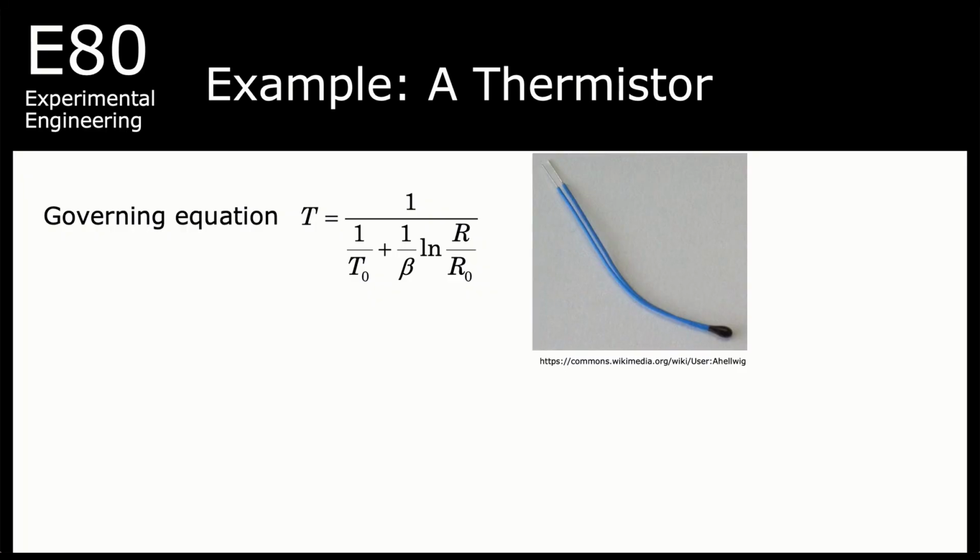The manufacturer will usually specify the uncertainty in the datasheet. For this example, we will assume that the error in R naught is small compared to the error in beta and the error in the measured temperature, R. We'll do the analytical method first.